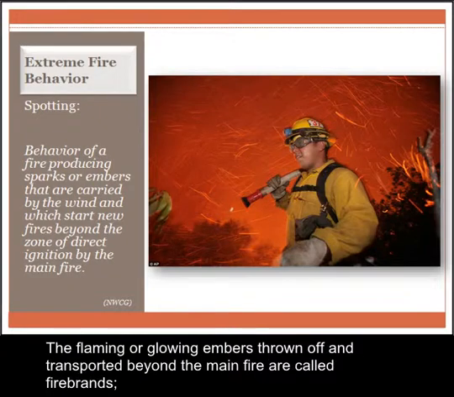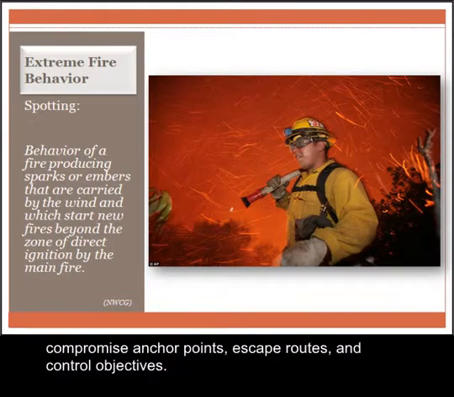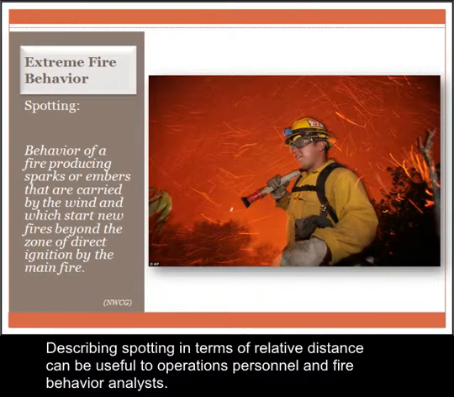The flaming or glowing embers thrown off and transported beyond the main fire are called firebrands. They can be transported by winds, convection columns, or fire whirls to start new fires that can compromise anchor points, escape routes, and control objectives. Describing spotting in terms of relative distance can be useful to operations personnel and fire behavior analysts.